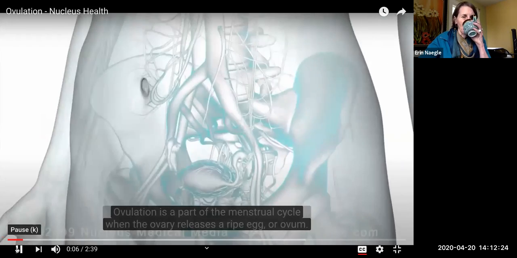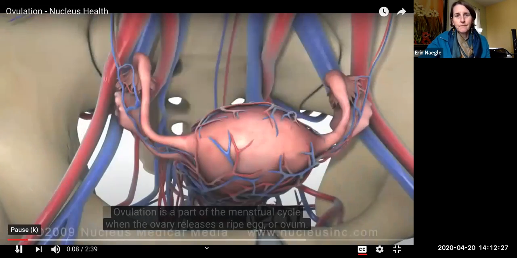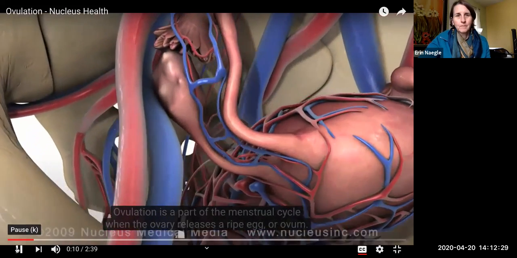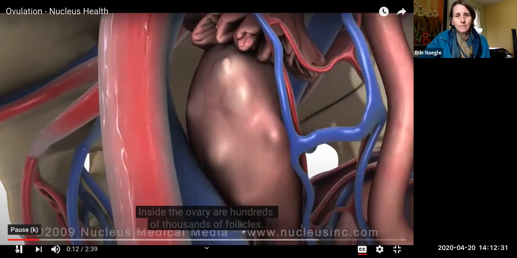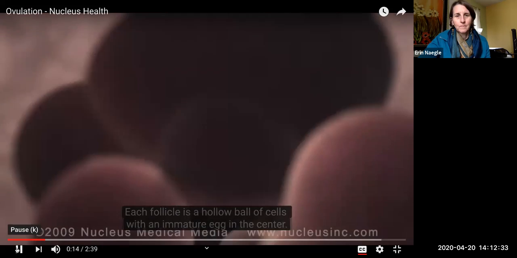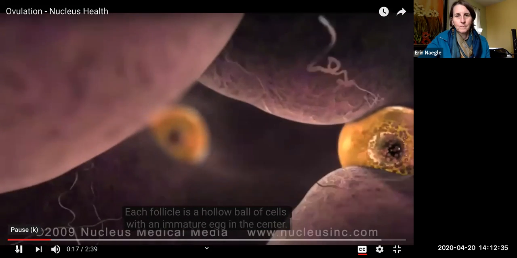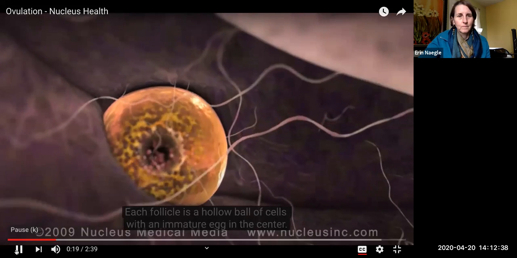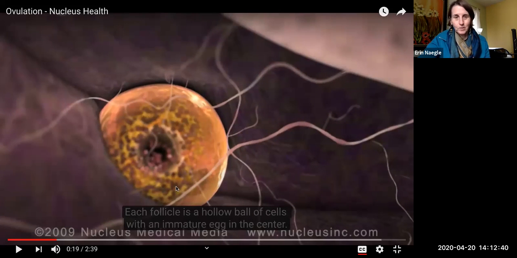Ovulation is a part of the menstrual cycle when the ovary releases a ripe egg, or ovum. Inside the ovary are hundreds of thousands of follicles. Each follicle is a hollow ball of cells with an immature egg in the center. Just in case it's not obvious, this would be the follicle. The inside of here would be the immature egg, and it's surrounded by a bunch of cells. As we're about to talk about, those cells produce estrogen and progesterone, the primary sex hormones for females.